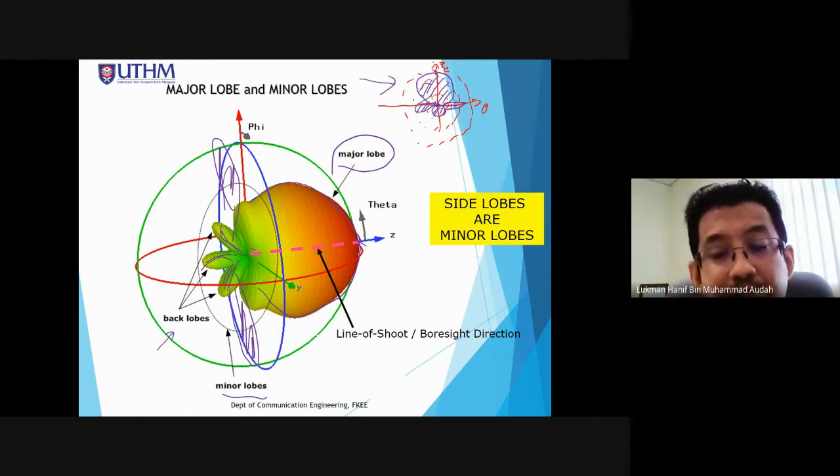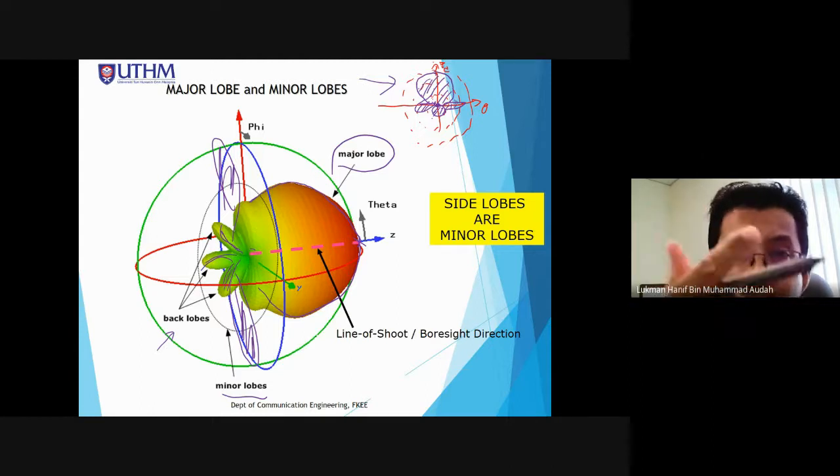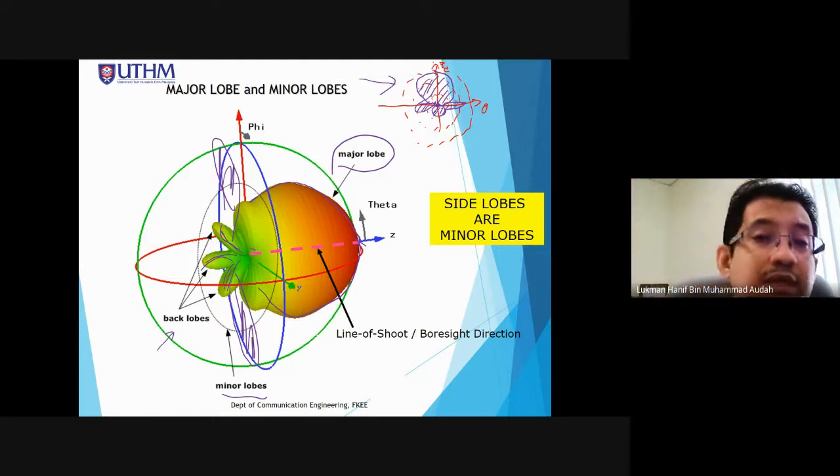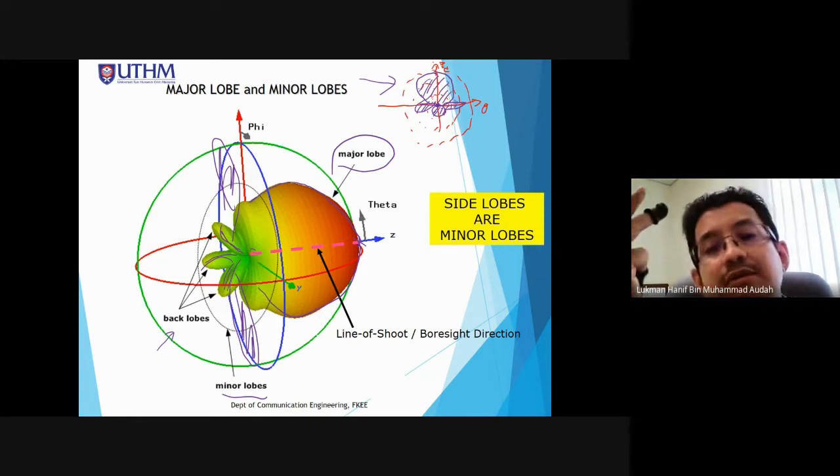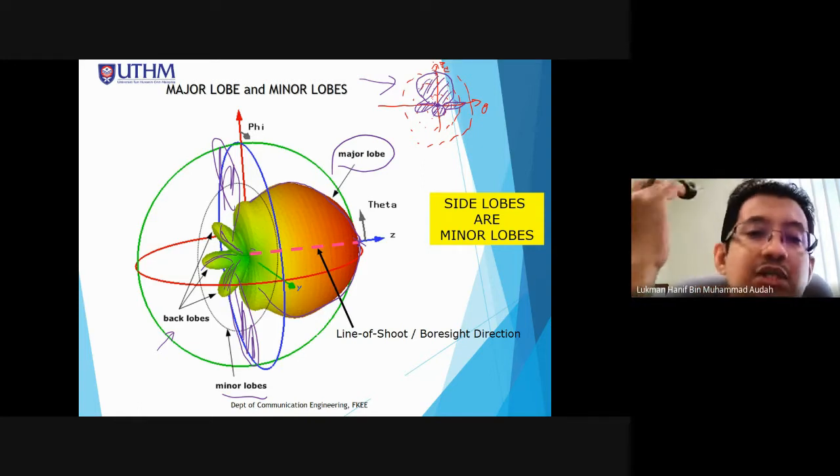Dia akan lihat radiation pattern tersebut. Okay, so radiation pattern ini bergantung kepada design antena, bergantung kepada frekuensi, bergantung kepada bandwidth, bergantung kepada applications. Okay, ada dia punya target yang perlu dicapai.